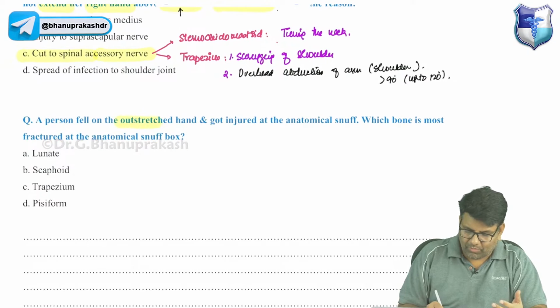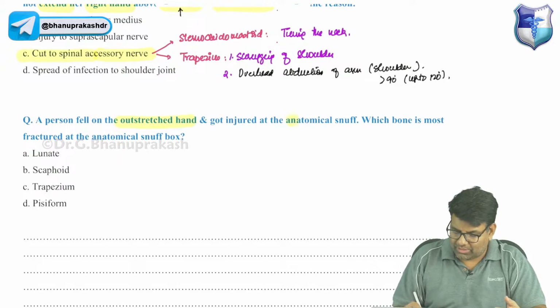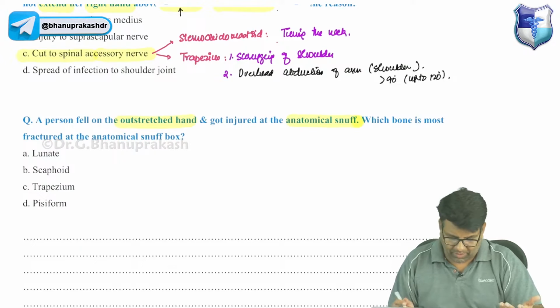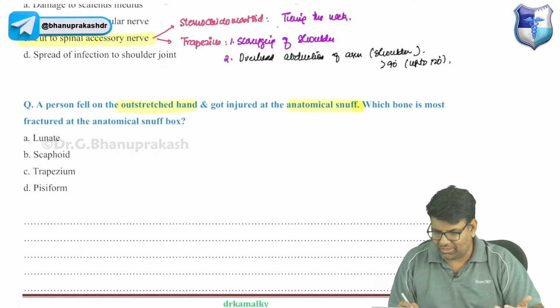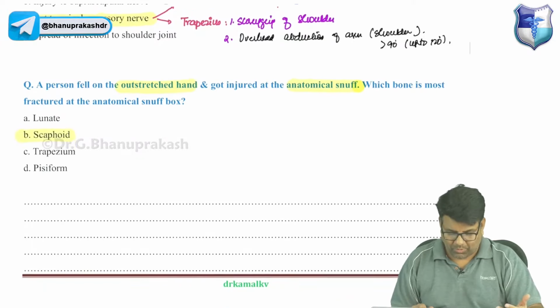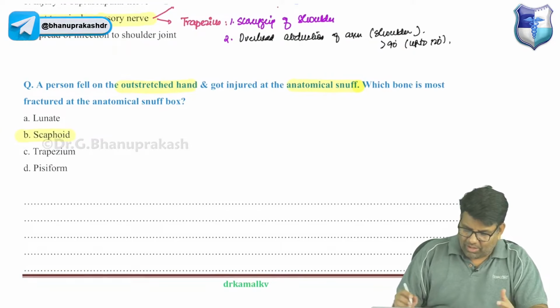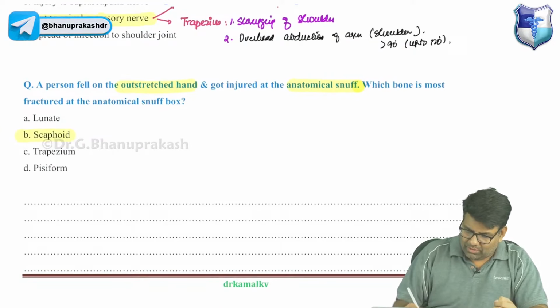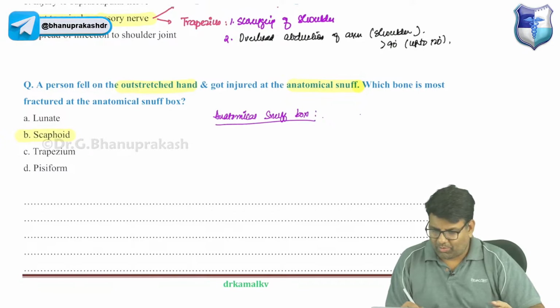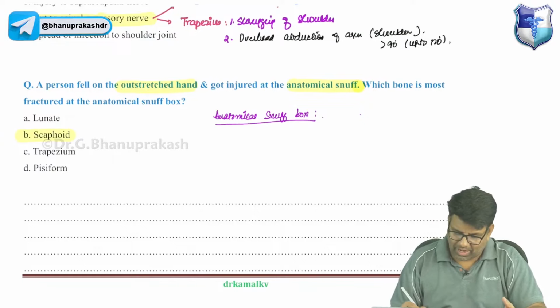Now, next question, which is again repeated so many times. Again, you will see a push injury, and there is injury to the anatomical snuff box. Which bone might have fractured? I think everyone can answer this. Yes, absolutely, everyone is spot right. And here, the anatomical snuff box: what are the boundaries of the anatomical snuff box? Any idea?